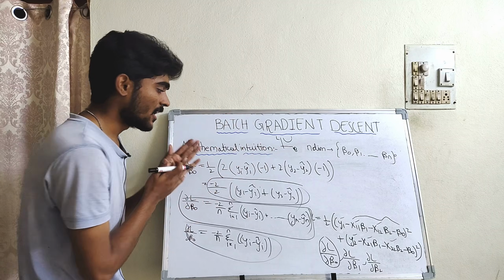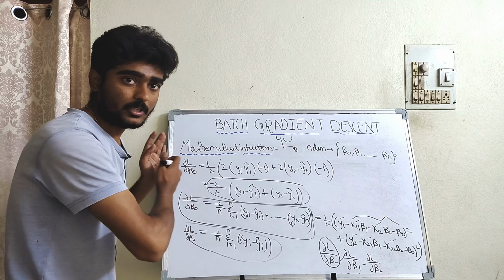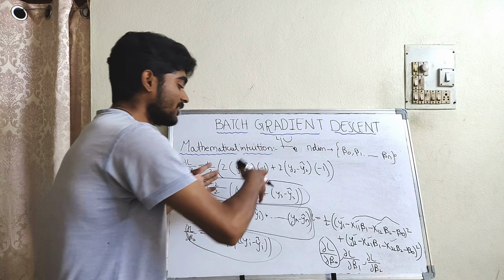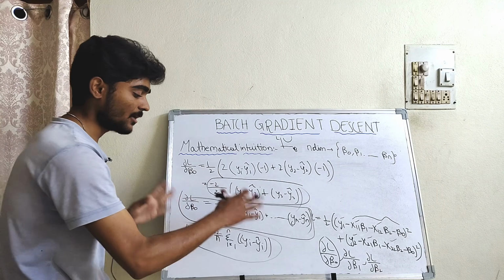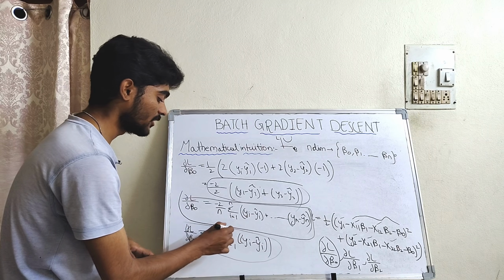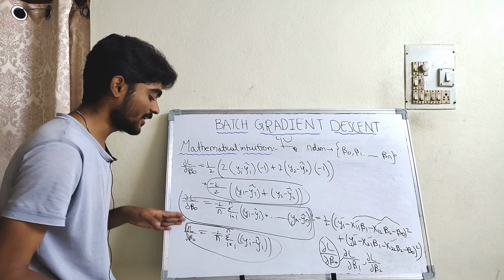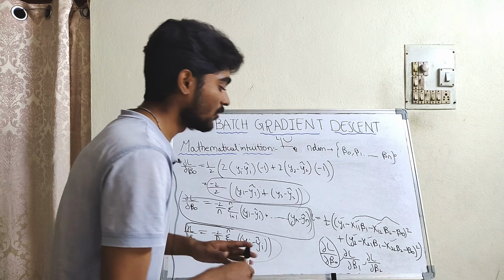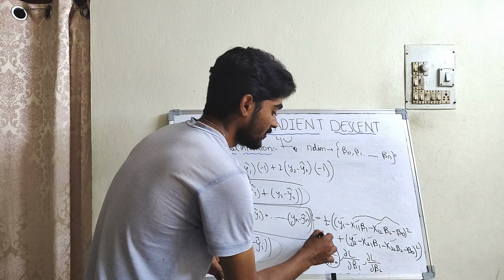After differentiation, I'm just taking the common terms, which I have written over here. Now I have applied the generalized formula over here, and I have determined at last my generalized formula for calculating del L by del beta naught. Now this is completed, this is done.